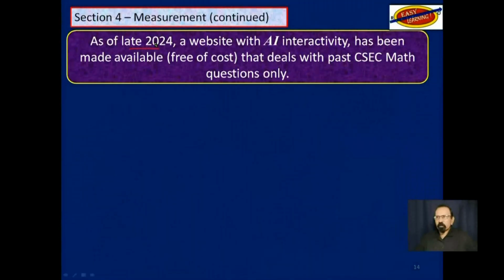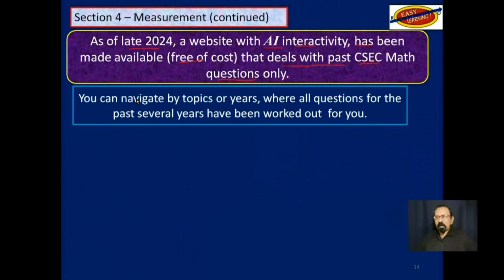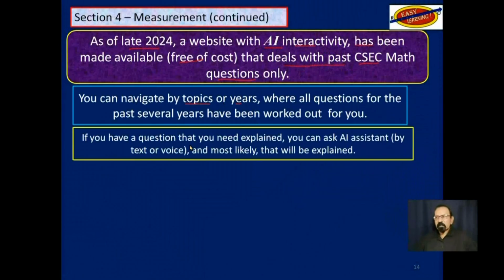Also, as of late 2024, a website with AI interactivity has been made available free of cost that deals with past CSEC math questions only from paper 2. You can navigate by topics or years. And secondly, if you still have a question that you need explained, you can ask the AI assistant either by text or voice, and most likely that will be explained.